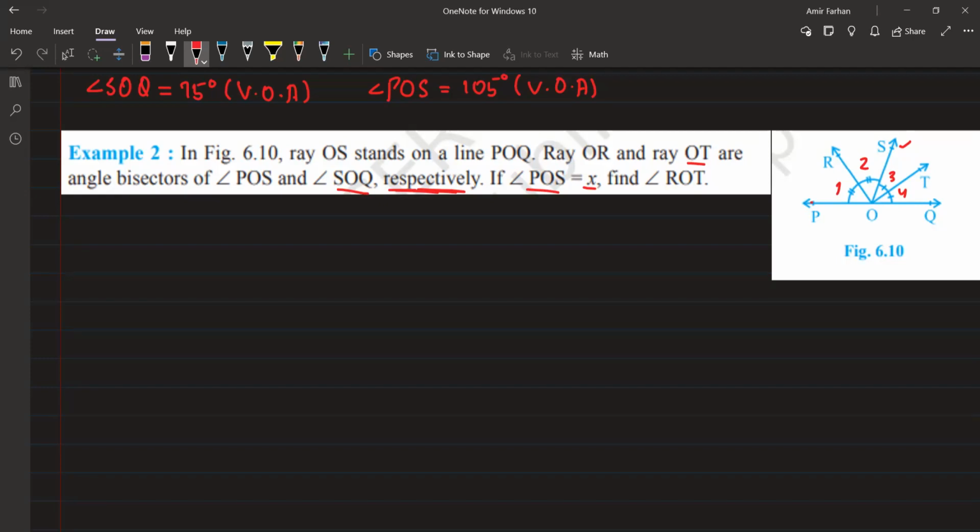First thing, sabse pehle aapke mind mein kya aana chahiye, kyunki OS ek ray hai which stands on a line POQ. So OS is the common part, jo do angles yahan ban rahe hain. Basically, this angle is one whole angle and this is another whole angle. OS is the common arm. So it means that this whole angle plus this whole angle is equal to what?